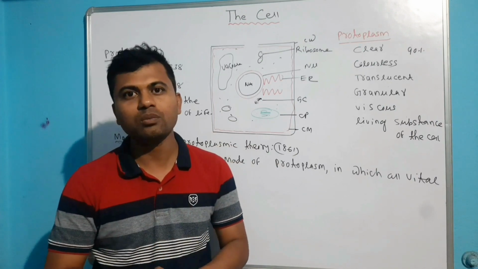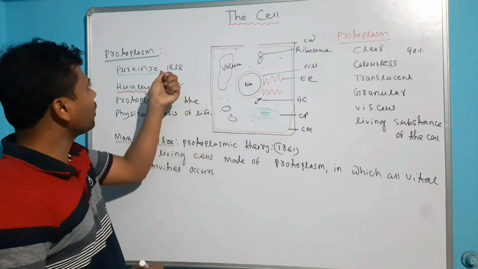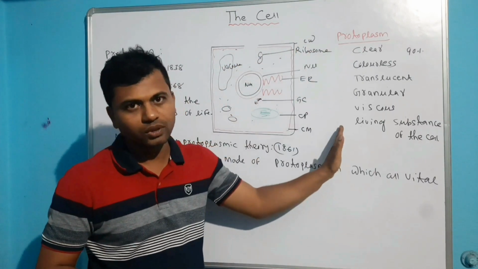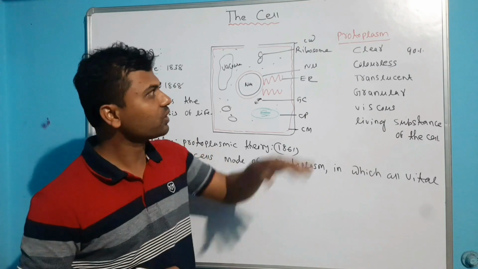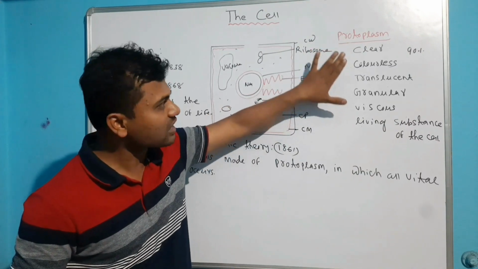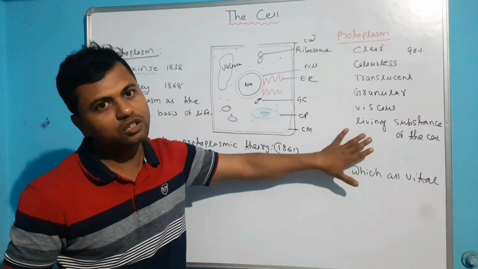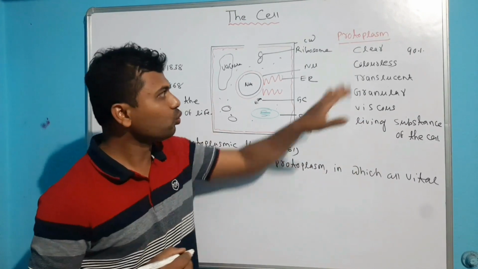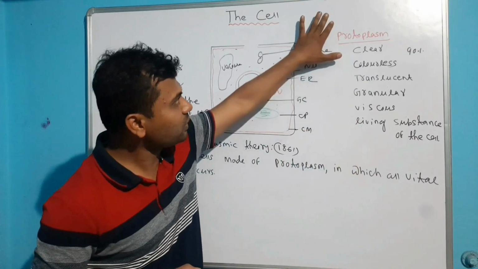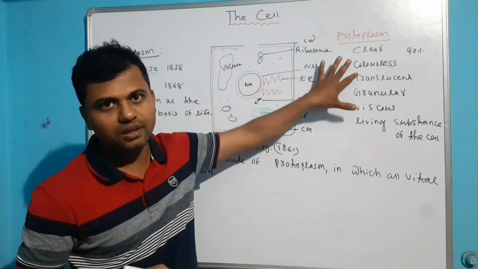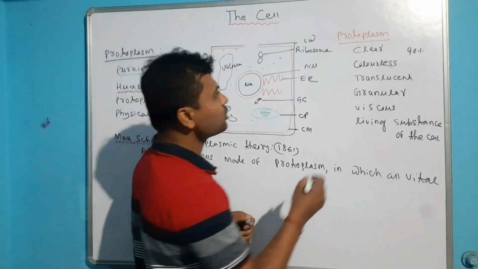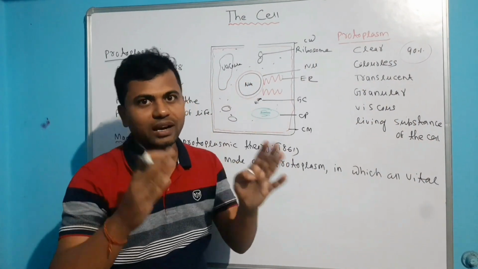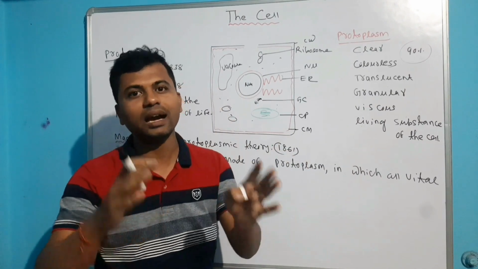The word protoplasm was given by Purkinje in the year 1839. Let's explain the definition of the protoplasm. The protoplasm can be defined as the clear, colorless, translucent, granular, viscous living substance of the cell. Let's explain the definition with words. The protoplasm is clear and colorless. In the protoplasm, about 90% is water. So, the water constituent being 90%, the protoplasm is clear and colorless.